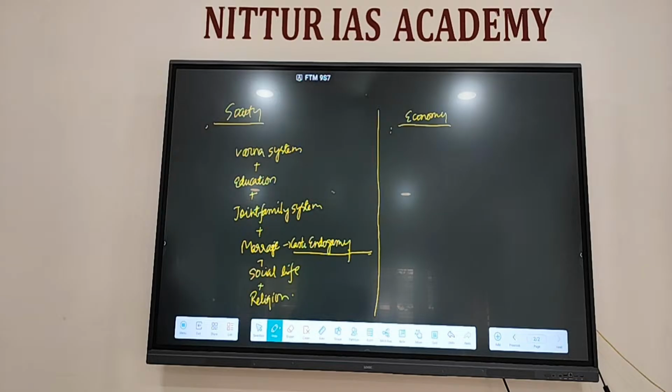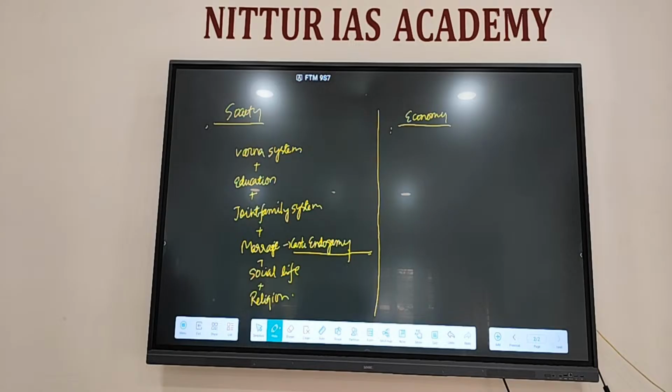Point number 1, you write down: Agriculture. Agriculture was the backbone of the economy, and main crops include rice, wheat, barley, sugarcane, cotton, pulses, oilseed, etc.